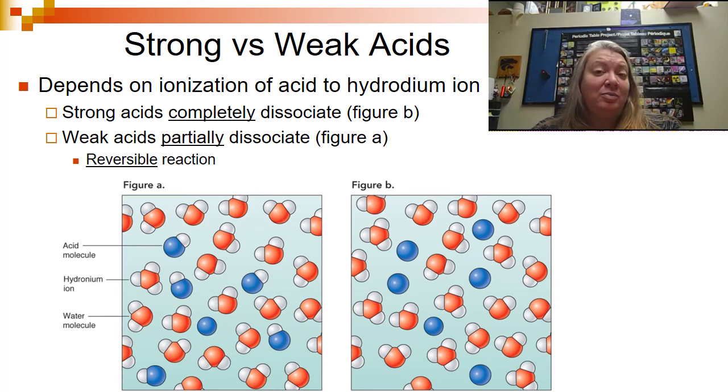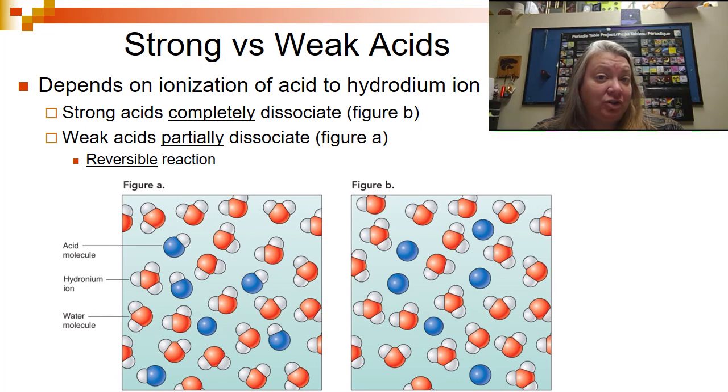It just says that the molecule is breaking apart. Notice there's no hydrogens attached to those on the right-hand side in figure B. It's just the little blue things. On the left-hand side, figure A, we have weak acids.